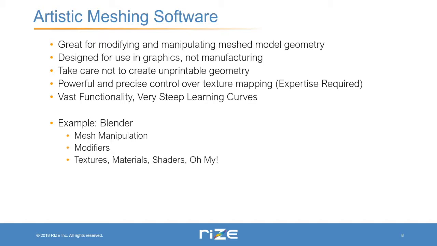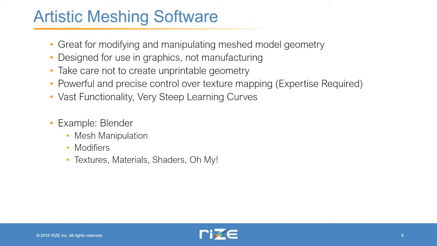So now we'll talk about artistic meshing software. So this software is very good for modifying and manipulating meshed model geometry. It has very often a very large number of different tools that you can use. I've found that although there's vast functionality, there tends to be a very steep learning curve. It's almost like there's so many different things that the software can do that it can take a very long time for you to learn how to do even simple things with it.